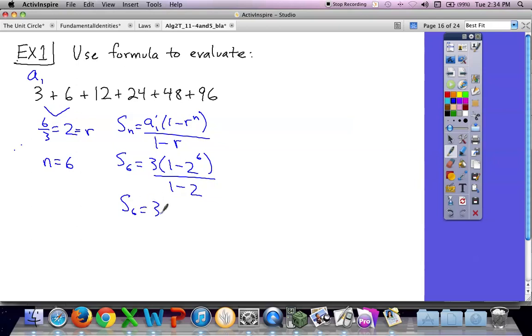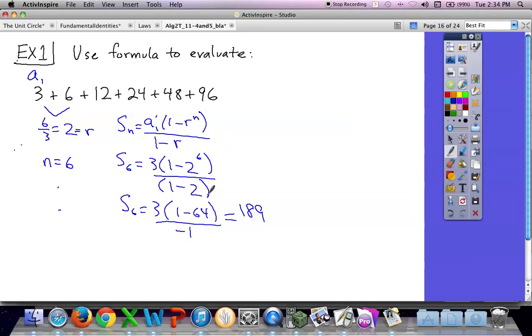S6 equals 3 times 1 minus 64 divided by negative 1. Right, which is 3 times negative 63, negative 189 divided by negative 1, positive 189. Now, you could put it in the calculator. Just make sure you use all the parentheses in the right place, like even around that. If you're going to enter it in the calculator that way, make sure you got parentheses there.